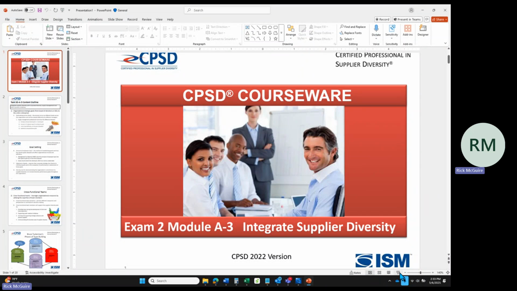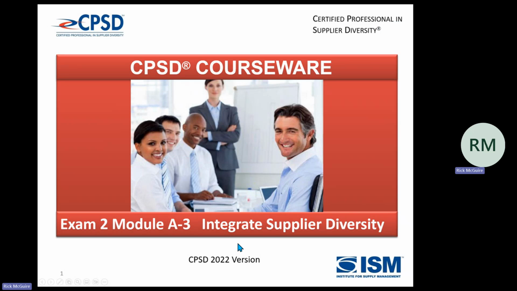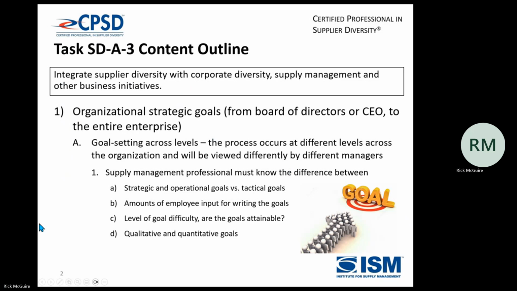Okay, we're going to pick up with integrate supplier diversity, 2A3. Integrate supplier diversity with corporate diversity, supply management, and other business initiatives. Organizational strategic goals from the board of directors or the CEO to the entire enterprise.